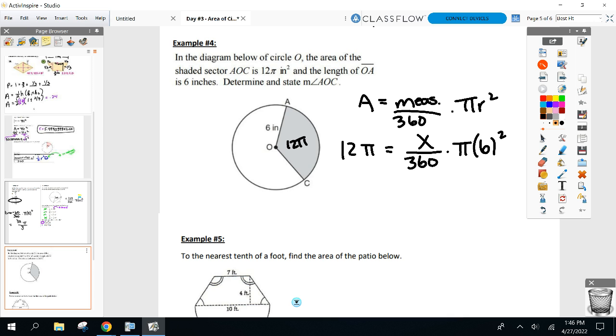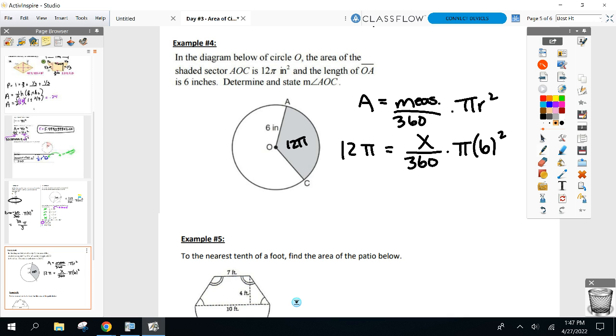This right here is a perfect example why this unit's so tough for us. What do I do now? We can all get to this point, but what do I do now to get x by itself? There's a lot of moves you can make. You want to start us off? Mahmood? You want to get rid of the 360? Multiply both sides by 360?